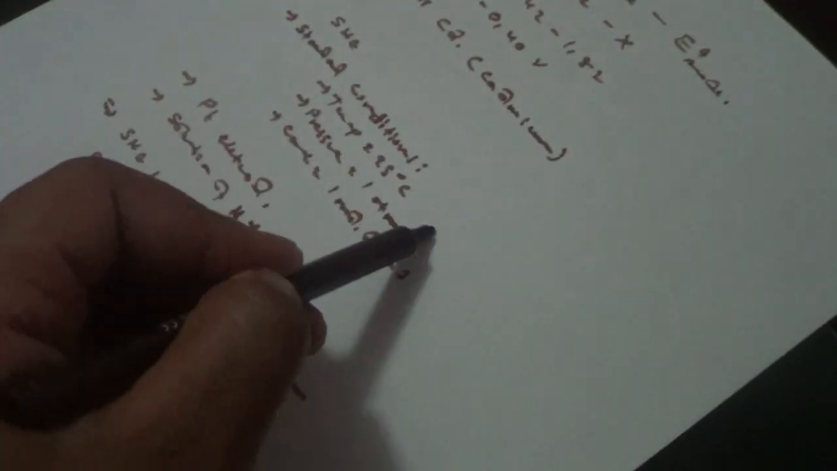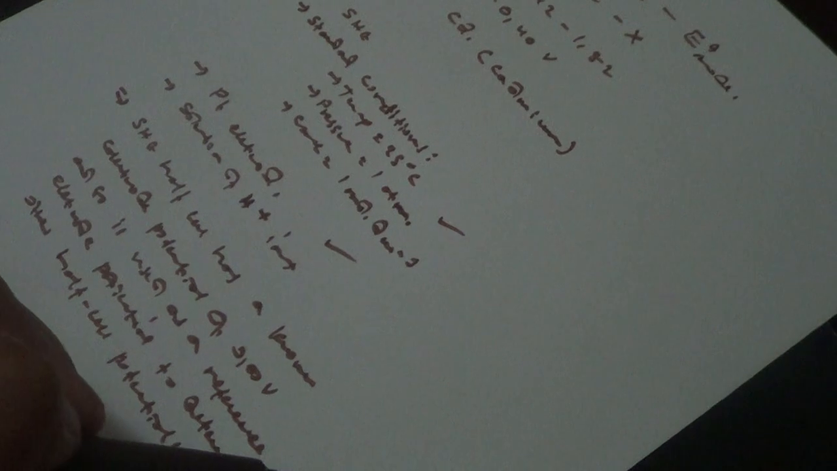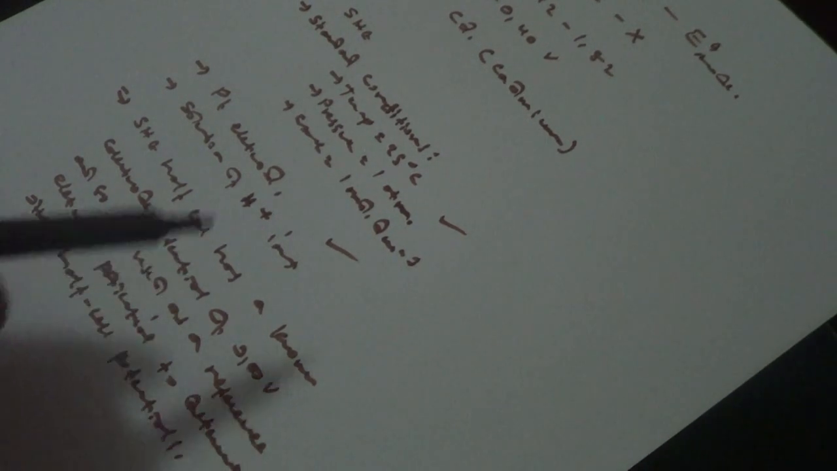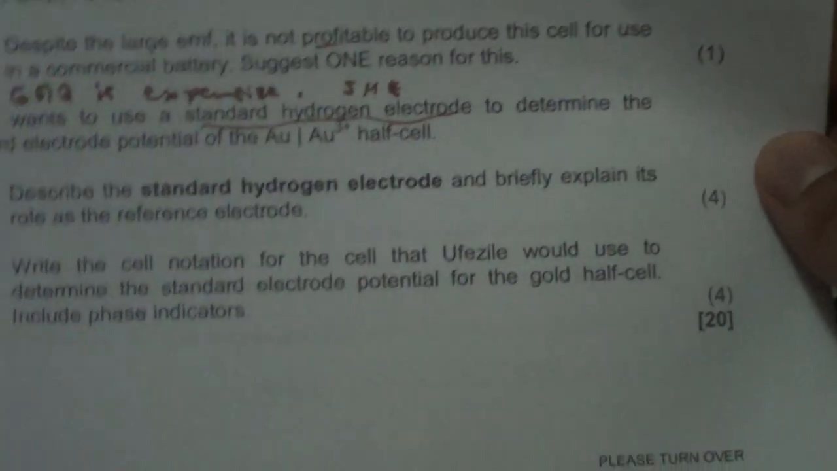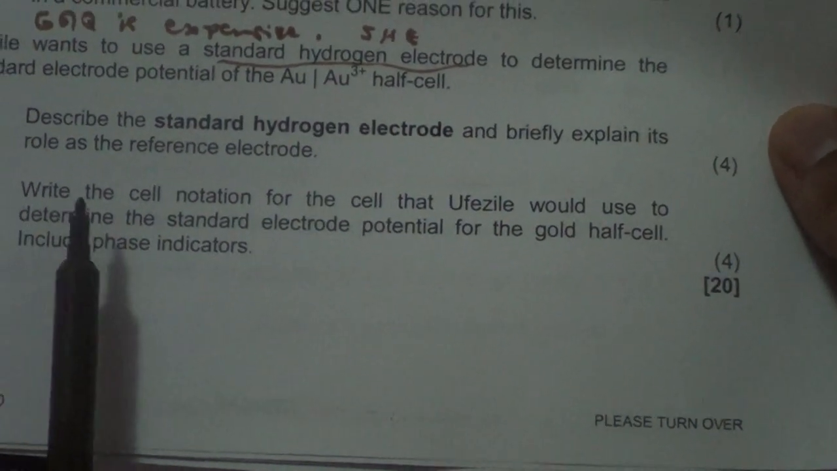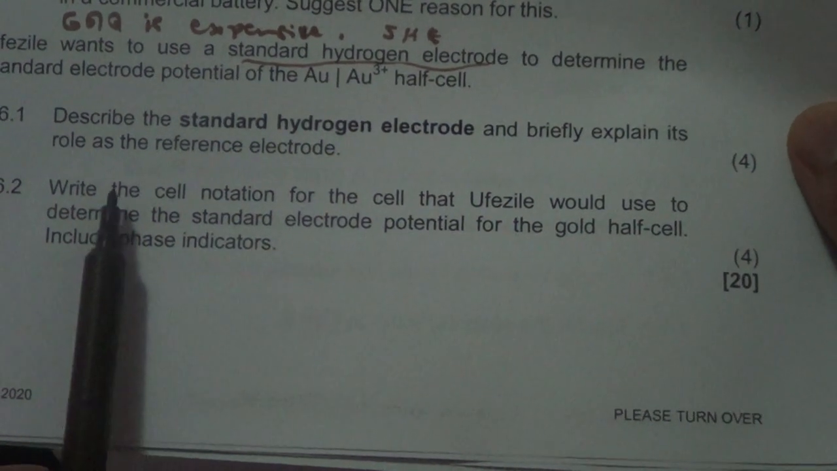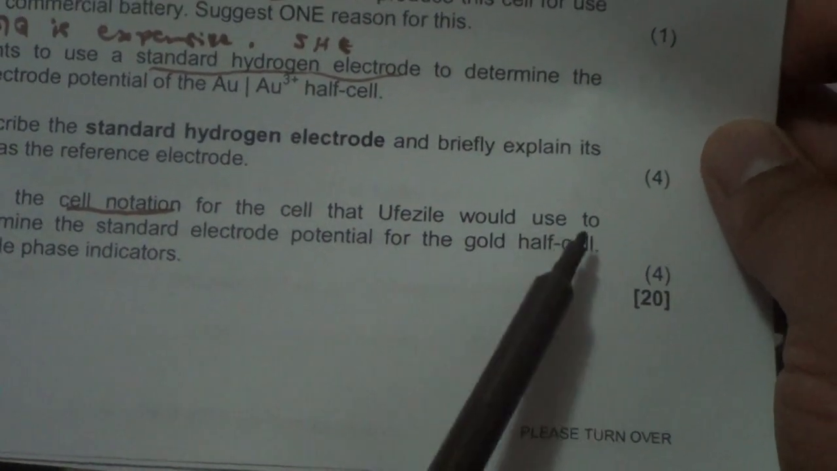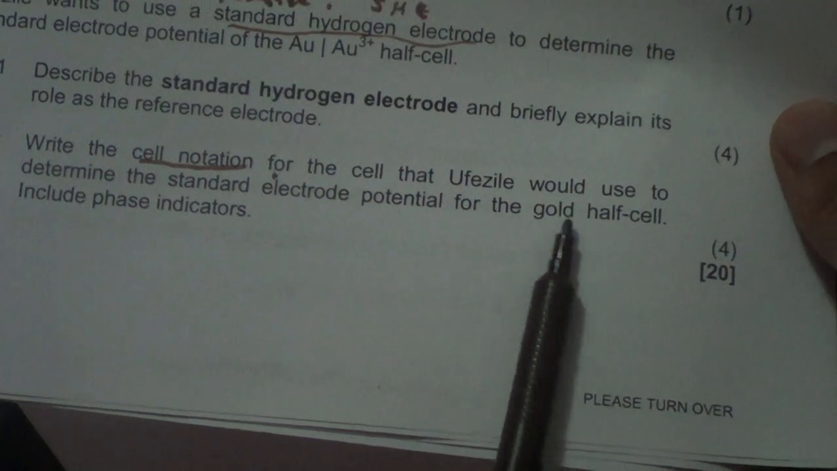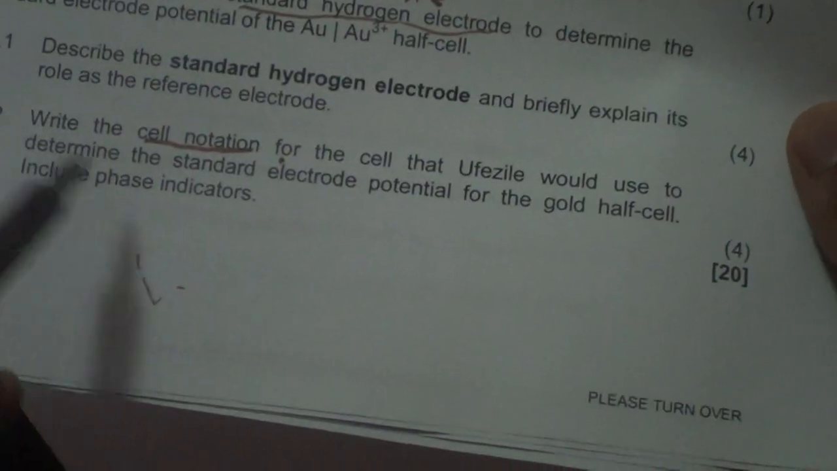Okay, so as you can see, there are 4 points here. There's the standard electrode potentials, stating the fact that we need a platinum electrode, and then that we need a solution of hydrogen ions, and then to explain how this works. I think this is how we can crack those 4 marks. Okay, quickly, the last one. It says now write the cell notation for the cell that Ufezile would use to determine the standard electrode potential for the gold half cell, include phase indicators. Okay, so we are not to cut corners here.